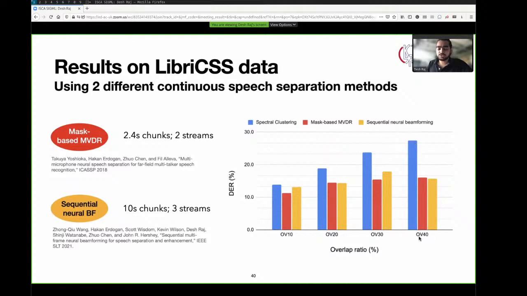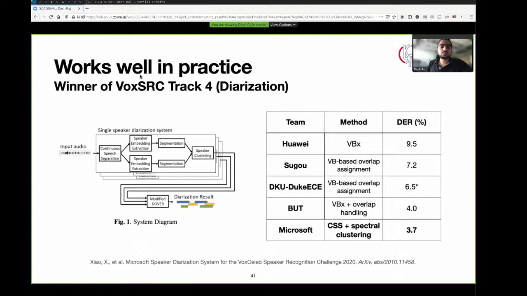So for example, a spectral clustering baseline would give you a very high diarization error rate, especially when the overlap ratio is quite high, for example, 40%. But when you perform separation at the outset and then use the same spectral clustering to perform diarization, you get a huge benefit, a huge decrease in DER from about 28% down to 15% or so. So almost like a 50% reduction in DER. And this is seen across different overlap ratios. So it's a good technique, and it also works well in practice.